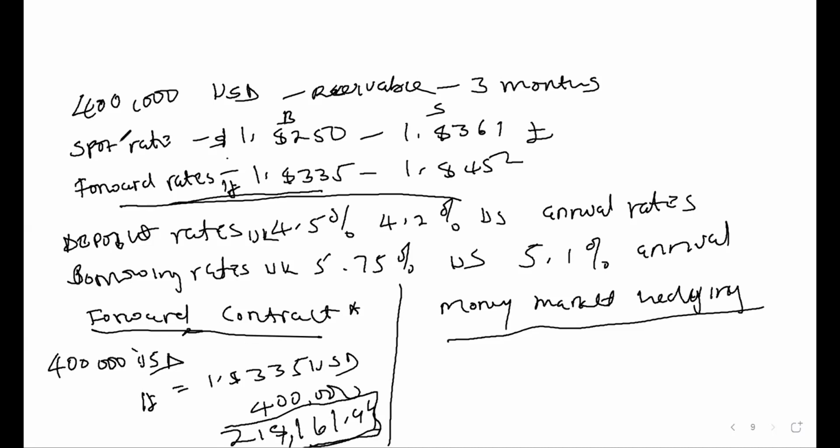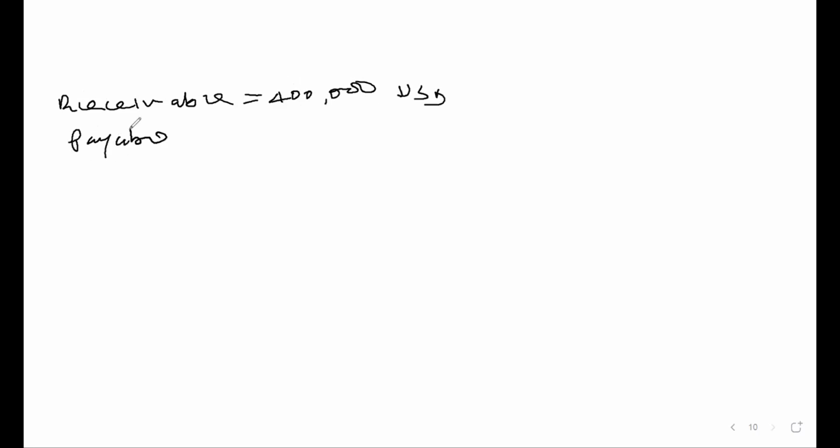Now, the other method we are supposed to compare with is money market hedging. In our case, we are expecting a receivable of 400,000 US dollars. So we need to create a payable. We need to borrow a loan, which at maturity will be equivalent to this amount.